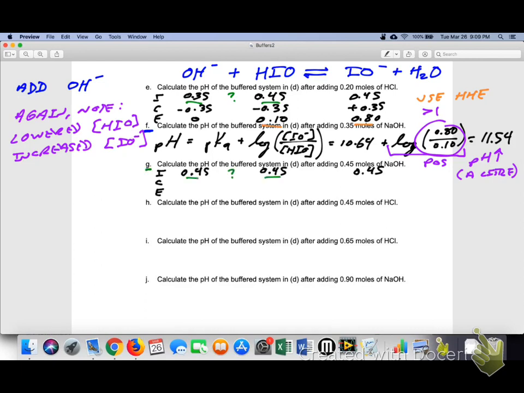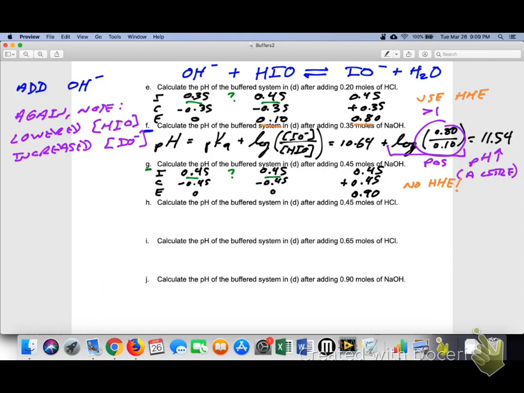All right, the next one, we're going to add 0.45 moles of the hydroxide to our buffered solution. Now, right away, you can see that something weird is going to happen here. We've got equal concentrations of the hydroxide and the weak acid. And so we're going to run out of both, right? Both of those are going to go to 0, and the concentration of the conjugate base is going to go up to 0.9. So because of that 0 there, I'm not going to be able to use Henderson Hasselbalch.